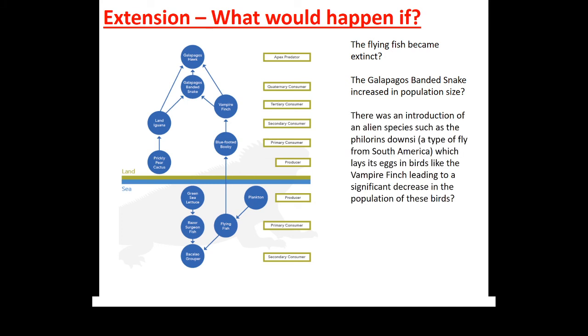Finally, one last one. If there was an introduction of an alien species, remember an alien species is a species that is not known naturally in a location, such as the Florence downsy. It's a type of fly from South America. It lays its eggs in birds like the vampire finch, leading to a significant decrease in the population of these birds. What would the impact be? Pause the video, come back to me.